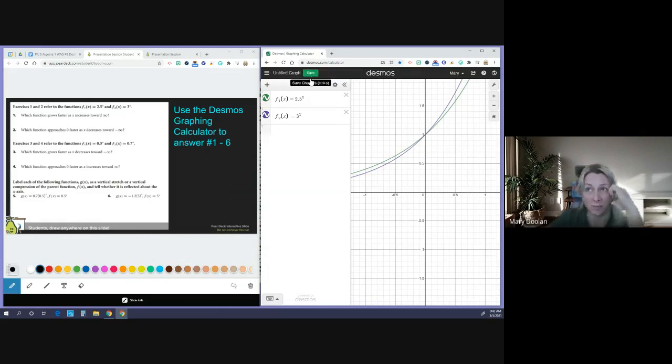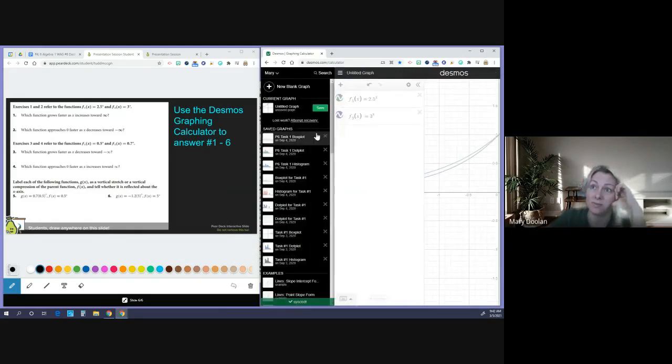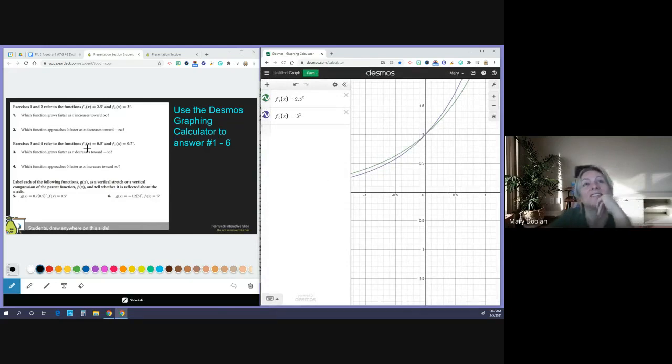So you can always save a picture of your graph if you wanted to by clicking save. You can open up past graphs. And I still have, look at that, all the box plots and dot plots and histograms saved from when we were doing statistics. That's funny. All right, so let's look at how we can answer 1 and 2 together.